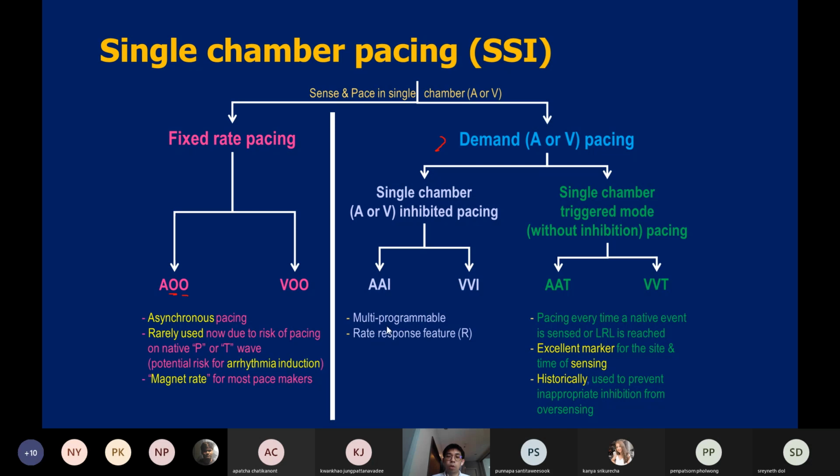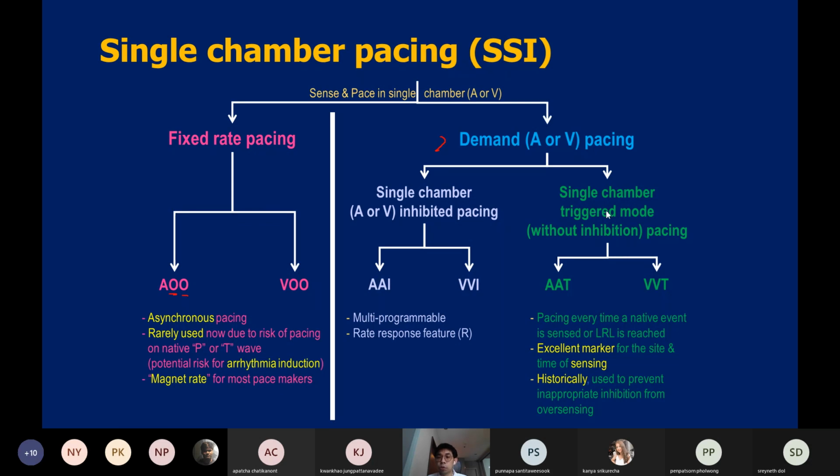It is also multiprogrammable. There are a lot of functions in this type, and we can also add the fourth letter of the pacemaker code, the rate response, into this type of pacemaker with the rate response feature or rate modulator.